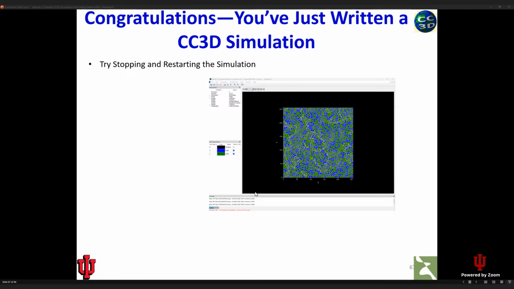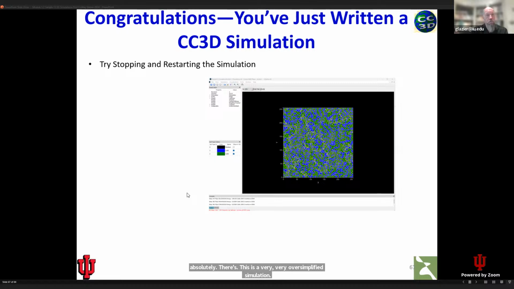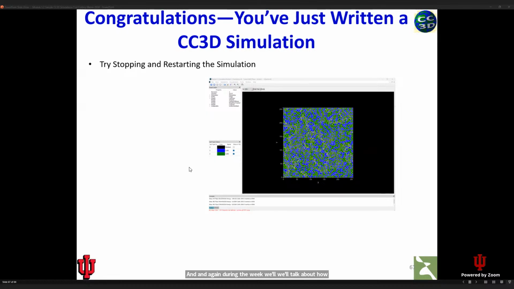So cells are running in circles, and this is really interesting. Yeah, absolutely. This is a very, very oversimplified simulation, and again, during the week, we'll talk about how to implement exactly the things that you've been talking about.